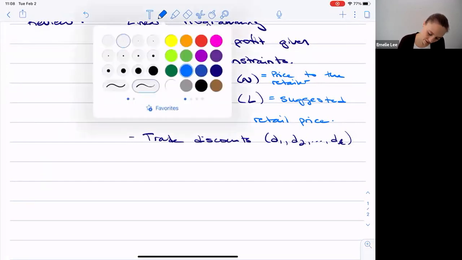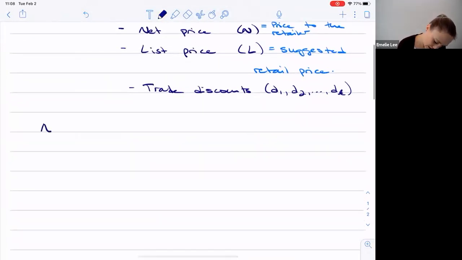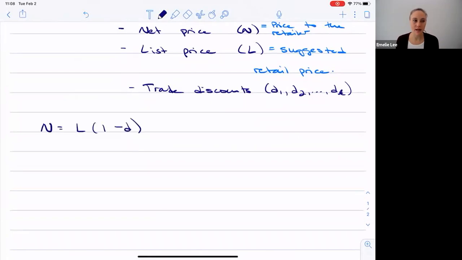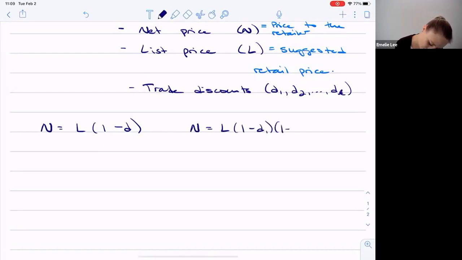Okay, and we talked about the formula N equals L times (1 minus D), and we manipulated that just to be able to solve for, well, obviously N, but also be able to solve for L if necessary, or D if we have to. We also looked at N is L times (1 minus D1) times (1 minus D2), just opening up for multiple trade discounts. Okay. Well, and that's where I wanted to pick up.